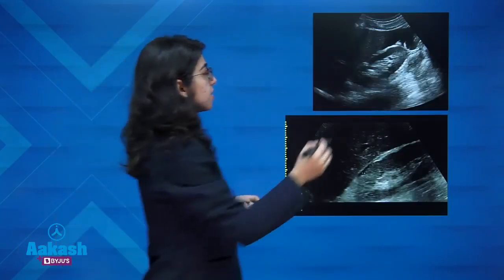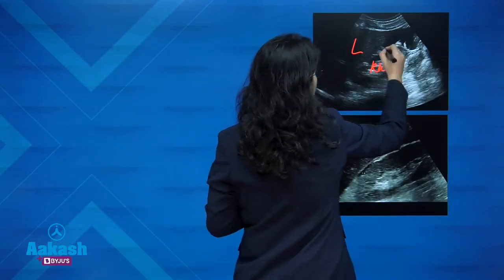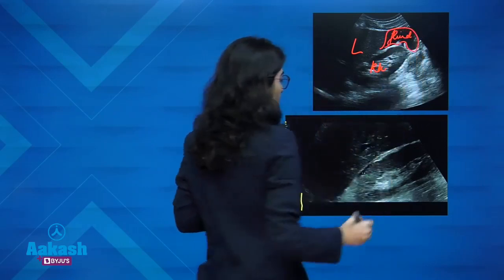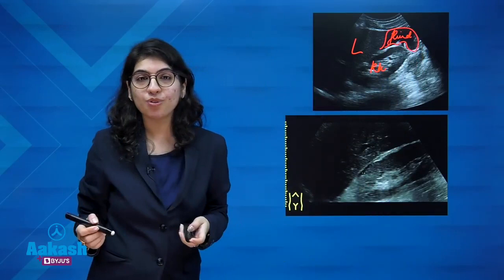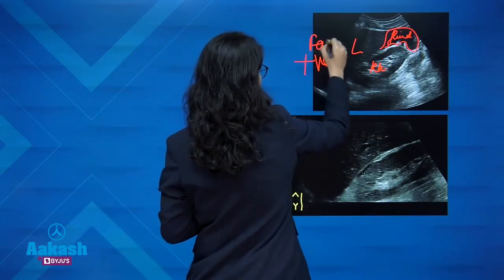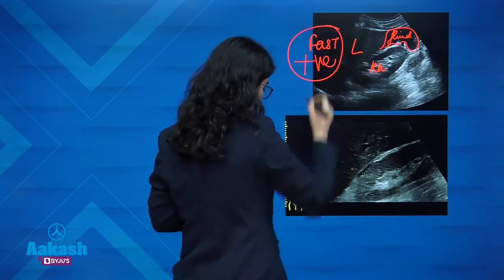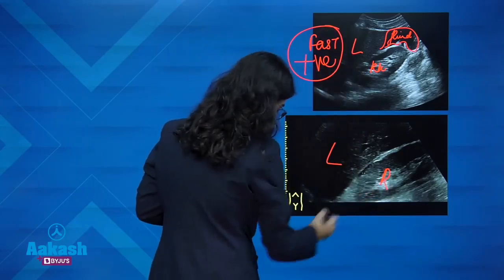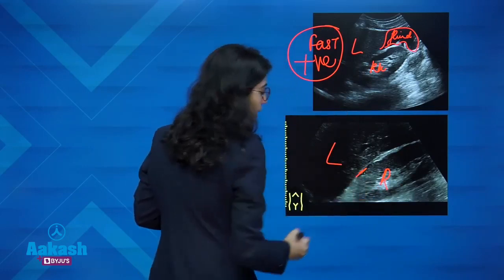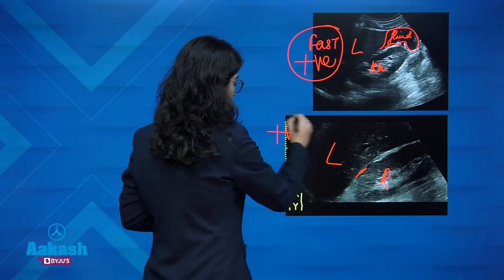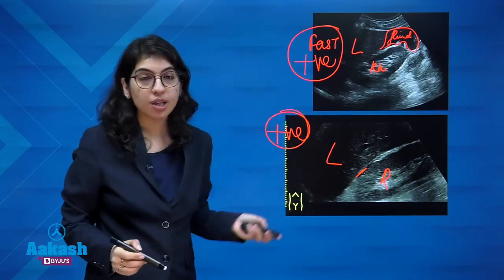But can you see this? This is the liver. This is the right kidney. Can you see this clear anechoic fluid here in the hepatorenal pouch? So what is this? FAST positive or negative? This is FAST positive. Similarly, this is liver, this is right kidney. Can you see this rim? This is a thin fluid present here, black anechoic. Again, this is a FAST positive scan. So this is how FAST positive looks like, meaning there is presence of free fluid.